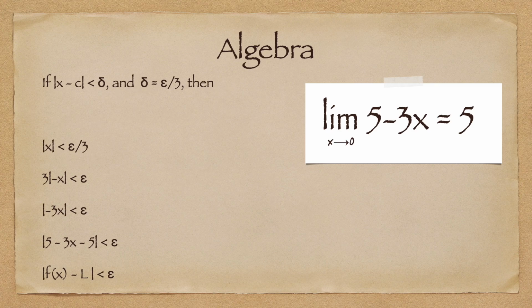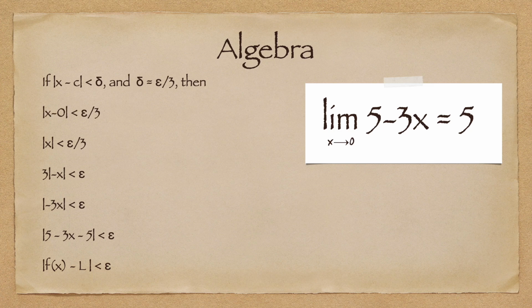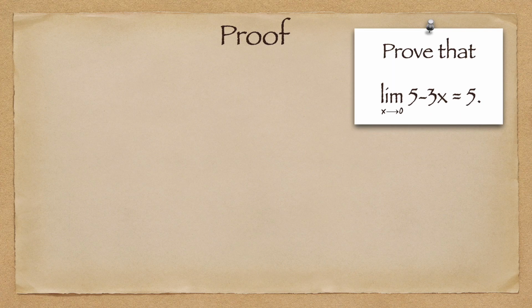Now we're moving it down a little for more room. The final step is to put in our c value. Well, lo and behold, that's 0. Not too hard. And we get, since delta is equal to epsilon divided by 3, we get x minus 0 is less than delta. So we'll copy this into the proof in just a second.